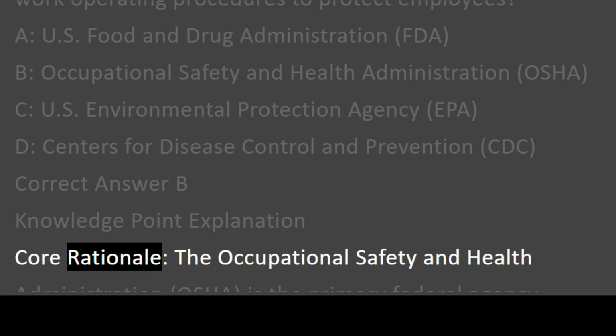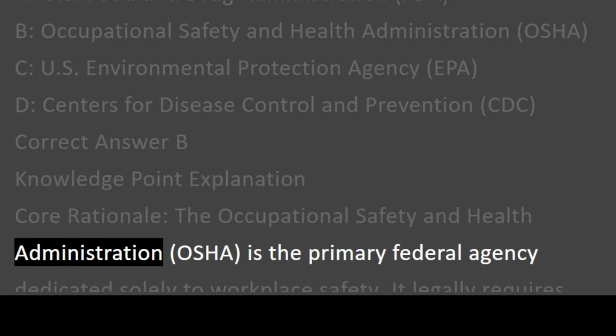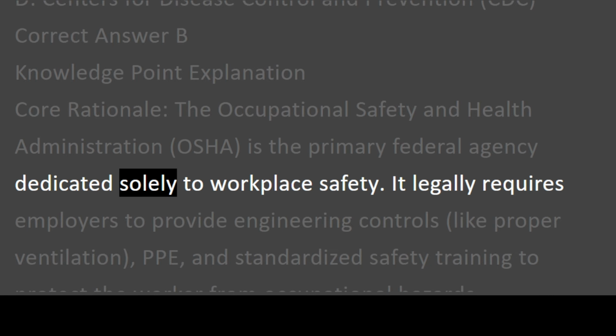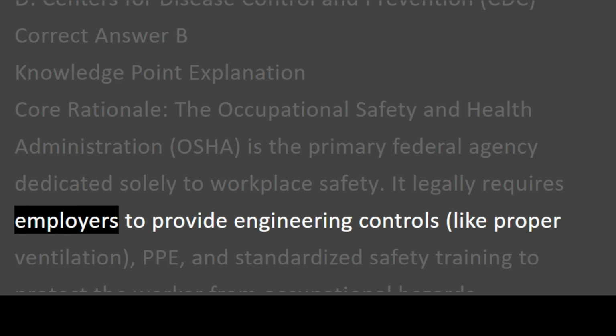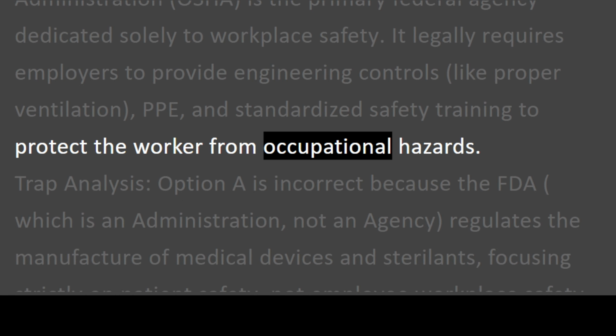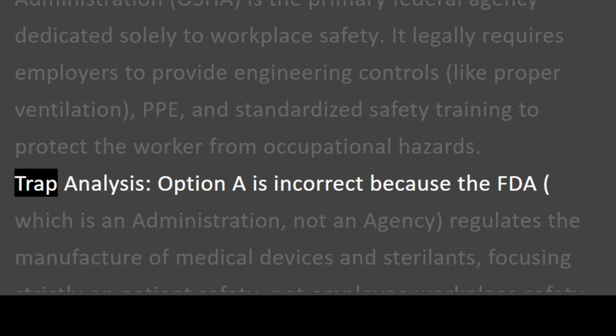Knowledge point explanation. Core rationale. The Occupational Safety and Health Administration, OSHA, is the primary federal agency dedicated solely to workplace safety. It legally requires employers to provide engineering controls, like proper ventilation, PPE, and standardized safety training to protect the worker from occupational hazards. Trap analysis.